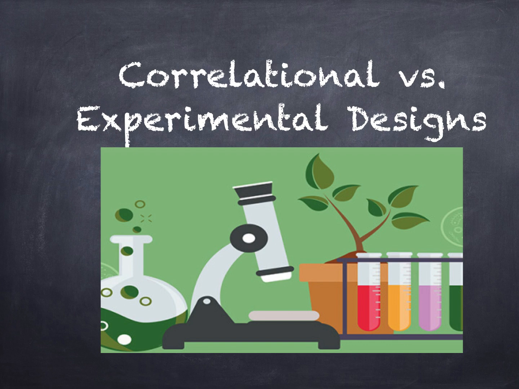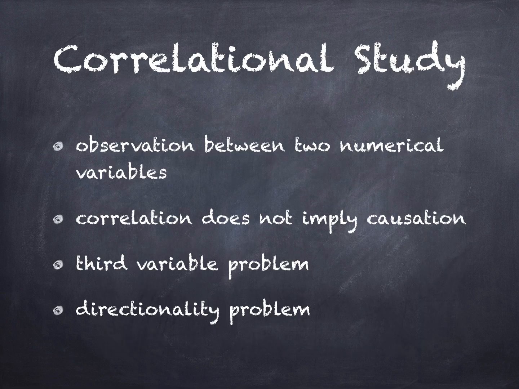Today, I will be telling you all about the correlational and experimental designs and the differences between the two. In a correlational study, scientists observe the natural occurrences between 2 numerical variables to determine if there is a relationship. If there is a relationship, this does not mean that there is a causal connection, but there is a correlation for the behavior. There are 2 problems in interpreting correlational studies, and those are the third variable problem and the directionality problem.